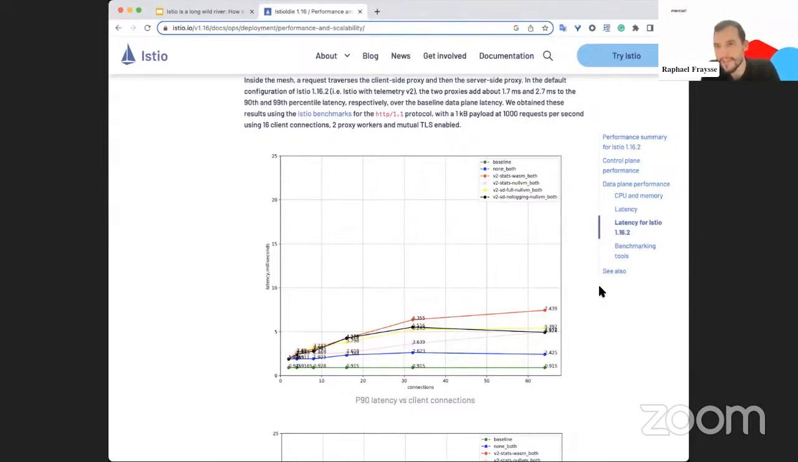But it does, again, depend on what you will do in your proxy. You can do so many things. So if you do things in a weird way, you will have crazy bad latency. If you do very few things very simply, you will be near the baseline.